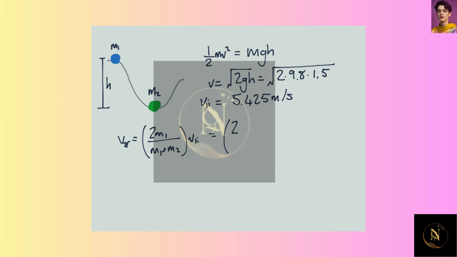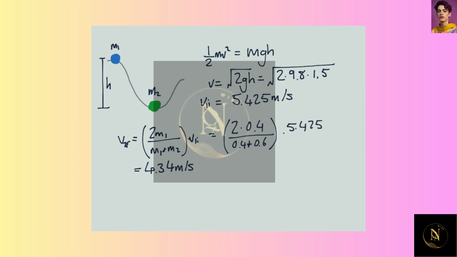So we have 2 multiplied by 0.4 divided by 0.4 plus 0.6, which is 0.8 over 1, multiplied by 5.425. So that speed comes out to be 4.34 meters per second. And now we can do the same thing we already did.